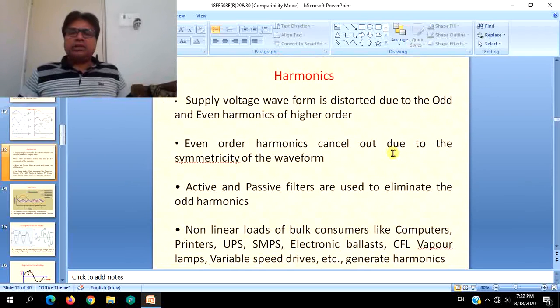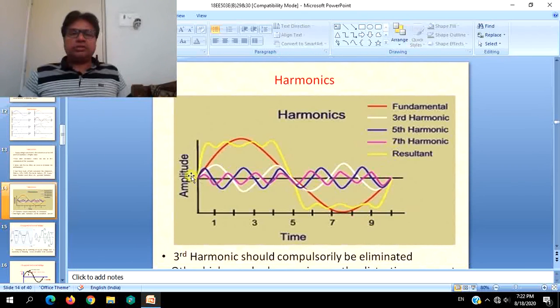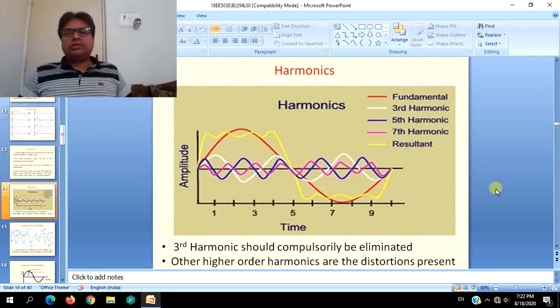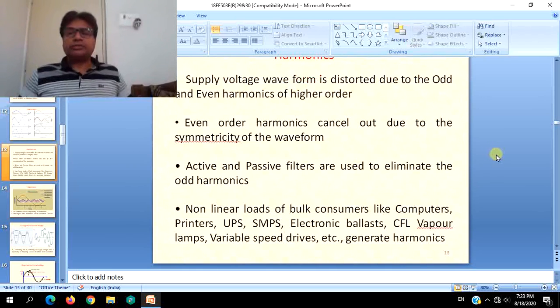And when many harmonics are present, this is how the shape will get deteriorated. These have to be eliminated. Mainly the third harmonic, which has greater magnitude, has to be compulsorily eliminated. That will be done by passive and active filters, and depending on the requirement, the fifth and seventh harmonics should also be taken care of, so that they will not adversely affect the waveform of the output voltage.